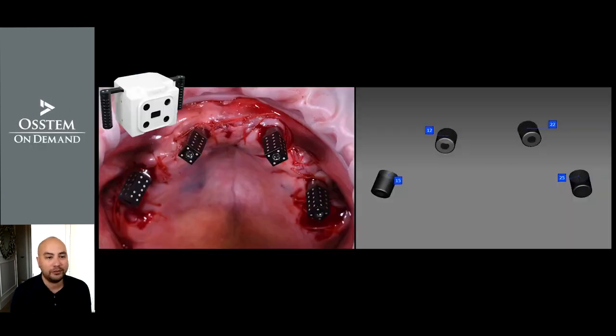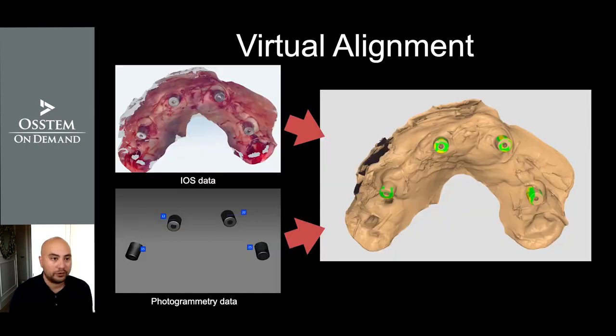The next step is to fit the scan bodies for the ICAM, and then we utilize the ICAM machine to determine the exact position of the implants. Then with the software, we align this data. We align the intraoral scanning data with the photogrammetry data to achieve a correct position of the implants in the soft tissue scans.